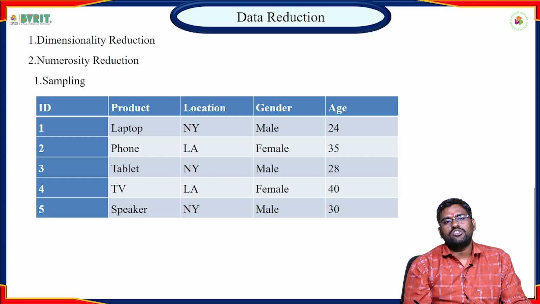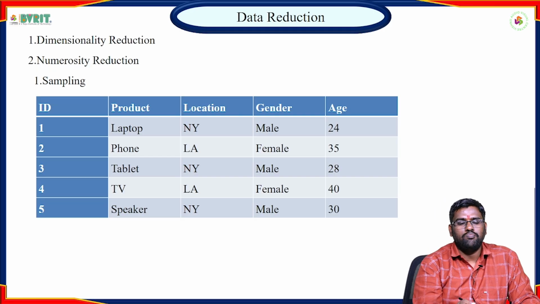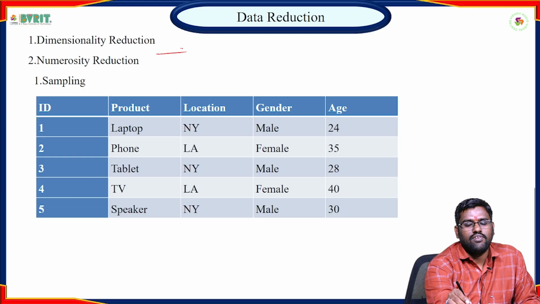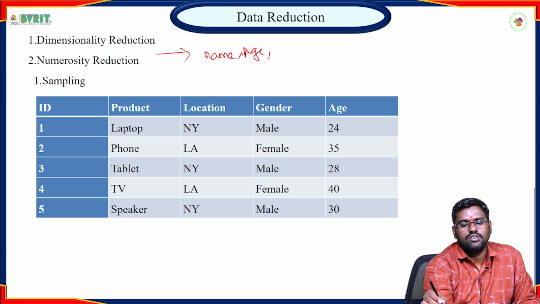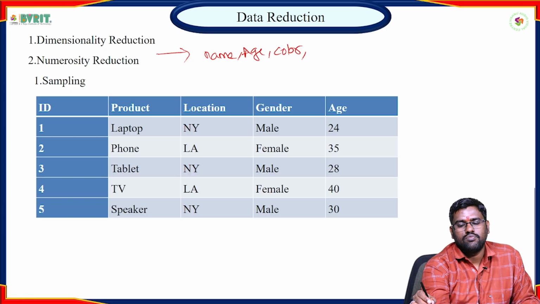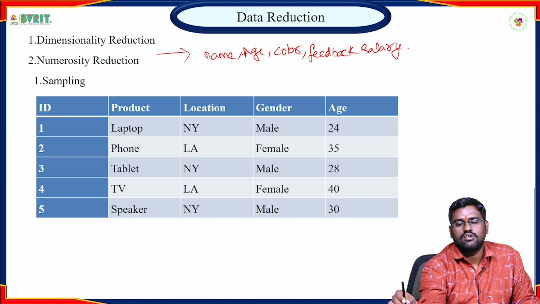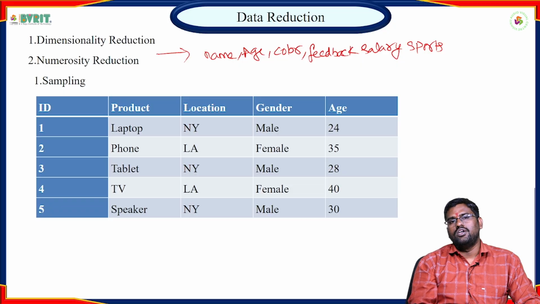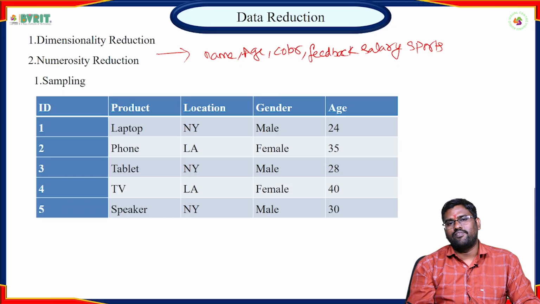Here, the dimensions mean the number of columns; the unnecessary columns in the given data set are to be removed. For example, in dimensionality reduction, I will consider name, age, color, feedback, salary, sports, like this. These are the different dimensions, that means these are the different attributes in the given data set.